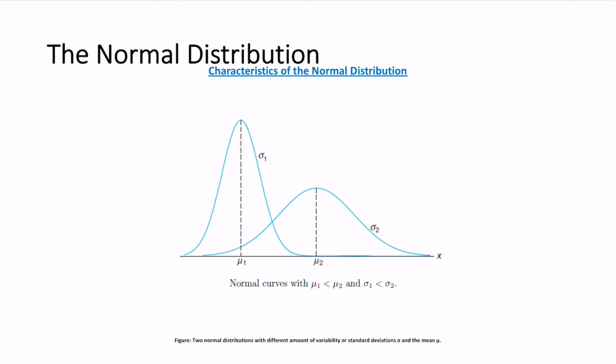Now notice here mu1 and here mu2, so mu1 is less than mu2. Sigma 1 is a lot higher in the curve and sigma 2 is smaller, so sigma 1 is less than sigma 2. This is how we compare when you have two curves of normal distributions.